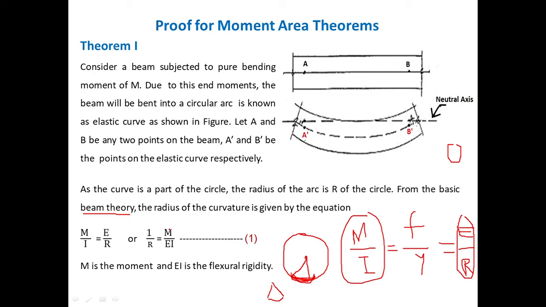Here what is M? M is the moment. What is EI? EI is nothing but the flexural rigidity. Everything is already discussed in the earlier videos. If you watch that video, definitely you can understand very easily what is bending theory and what is the equation for the bending theory. Everything will be understood.